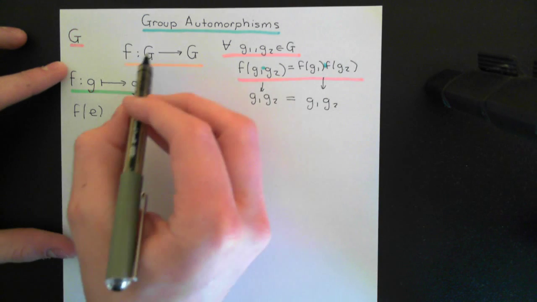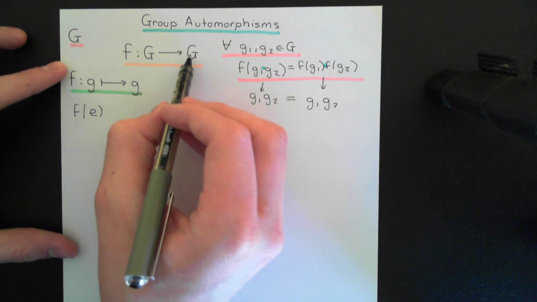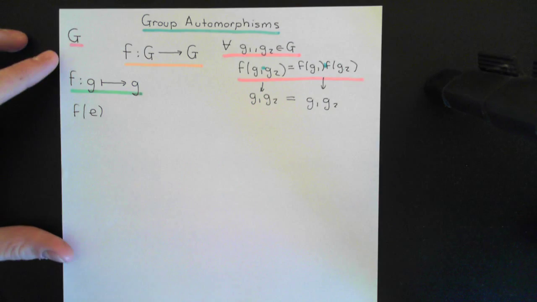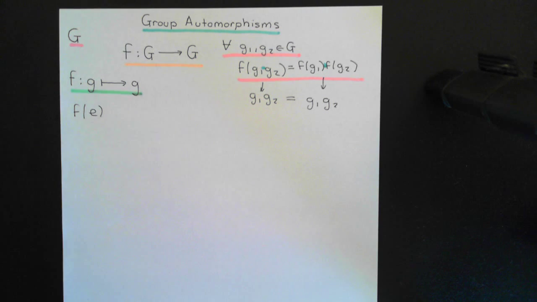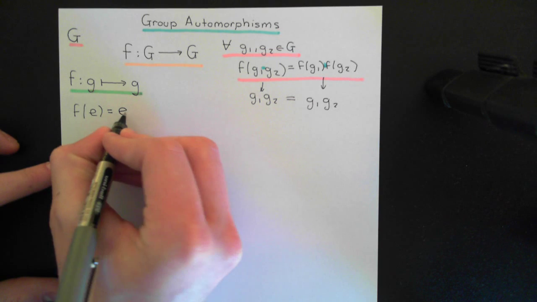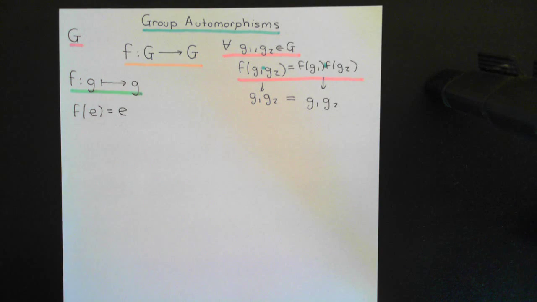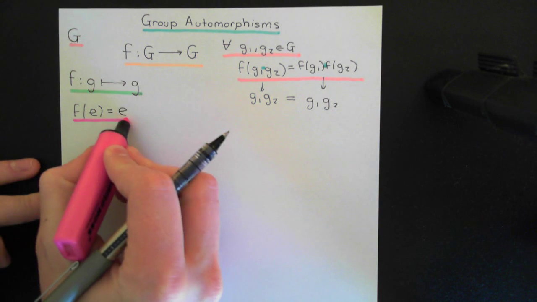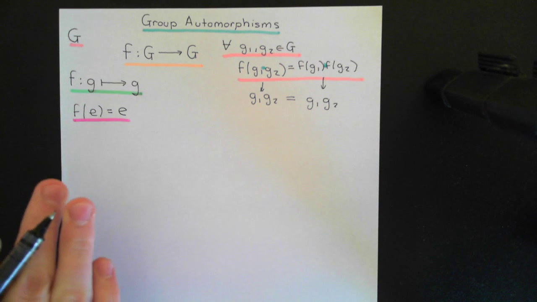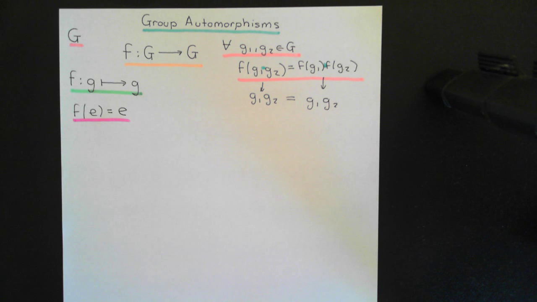If the mapping didn't map the identity onto the identity in the codomain, then this criterion couldn't possibly be satisfied. What this means in the case of group automorphisms is that the group automorphism will always map the identity element of the group onto the identity element of the group. So f of the identity is always going to equal the identity. I think that's an important point to make just before we actually do an example of a non-trivial group automorphism. So, our first example of a non-trivial group automorphism.